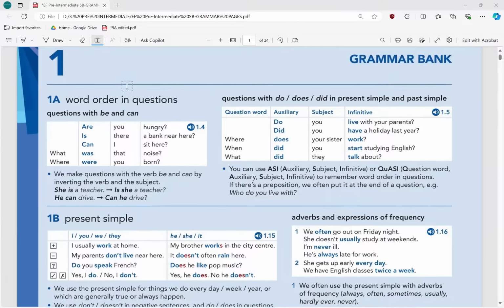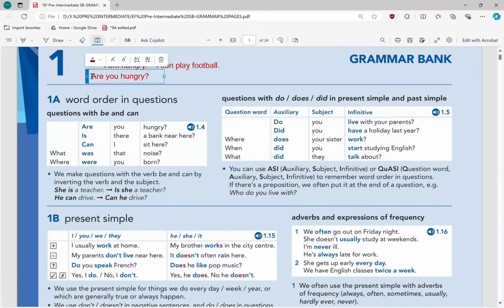For example, I am hungry, or I can play football. You see, guys, in these sentences, we have got am, which is be, and then can. So if I want to make a question, it will be: are you hungry? I'm going to put the are at the beginning, and then you, which is the subject, and then hungry. If I want to make a question with I can play football, you can say, can I play football? Or we can also say, can you play football?